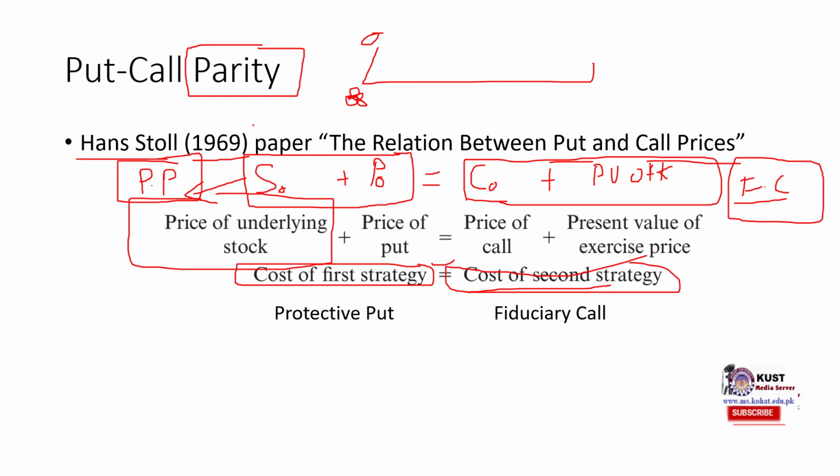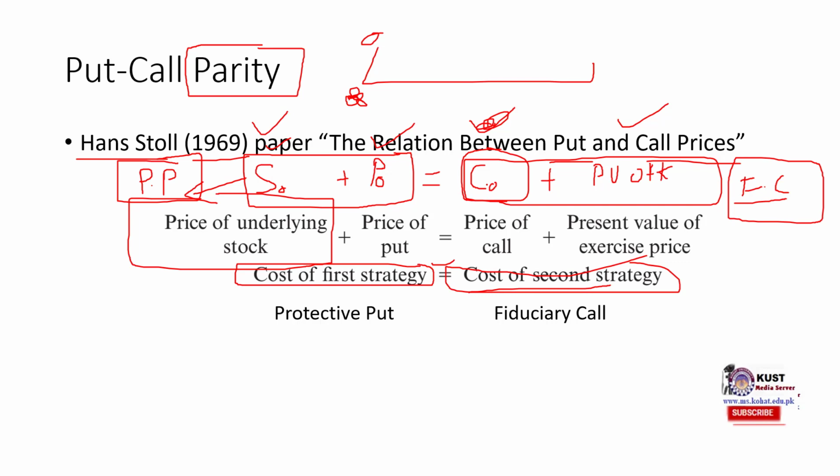So for example, we know the S naught, we know the price of the call option, we know the present value of the strike price, but we need to determine the premium of the put option. Then what we can do is input the values in this formula and find the missing value, right? And what if we are given the S naught, the premium of the put option, and the K, the exercise price, and we need to find the premium of the call option? Then we can simply put all the given values in this formula and find the missing value, right?